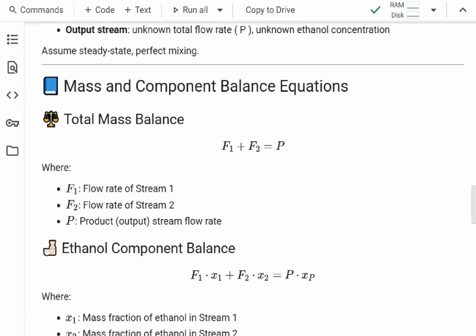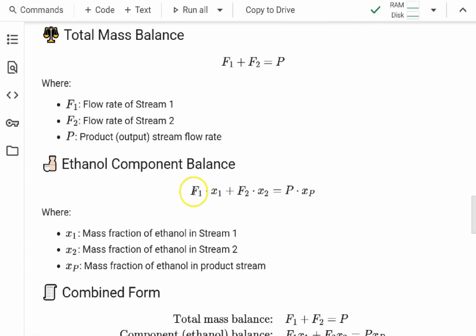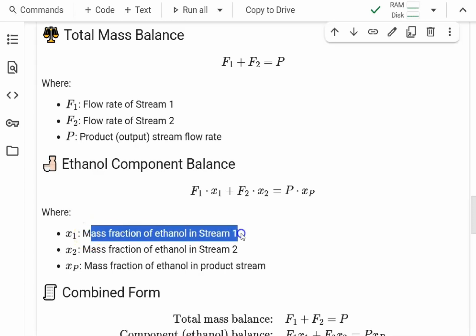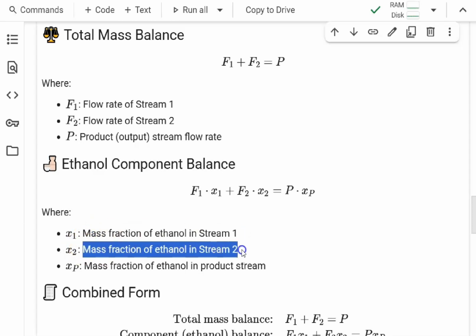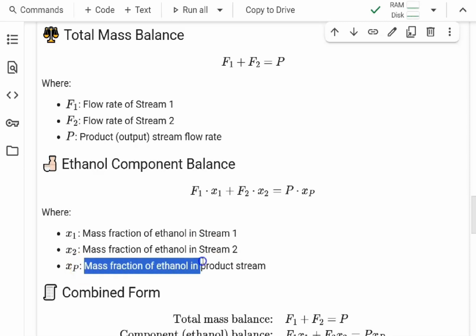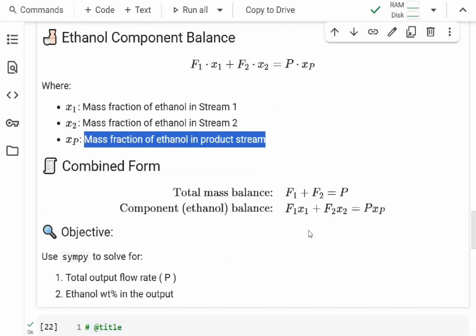Now we can write the mass and component balance equations. Total mass balance: F1 plus F2 is equal to P. Here F1 is the mass flow rate of stream 1, F2 is the mass flow rate of stream 2, and the product stream flow rate is P. And the ethanol component balance: F1 times X1 plus F2 times X2 is equal to P times XP. X1 is the mass fraction of ethanol in stream 1, X2 is the mass fraction of ethanol in stream 2, and XP is the mass fraction of ethanol in the product stream. So we set up two equations, one for total mass balance and another for ethanol mass balance.